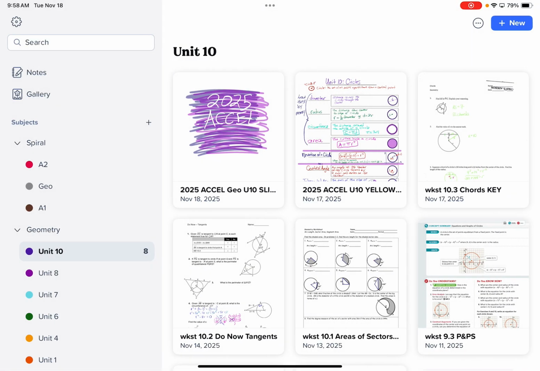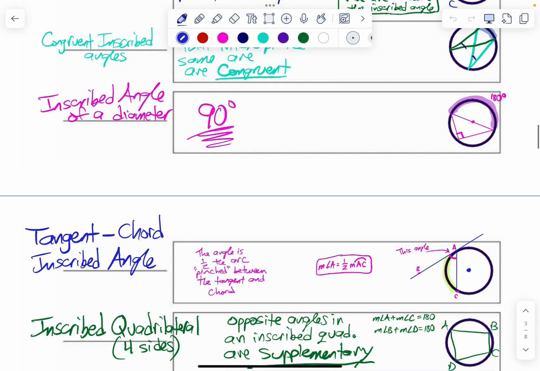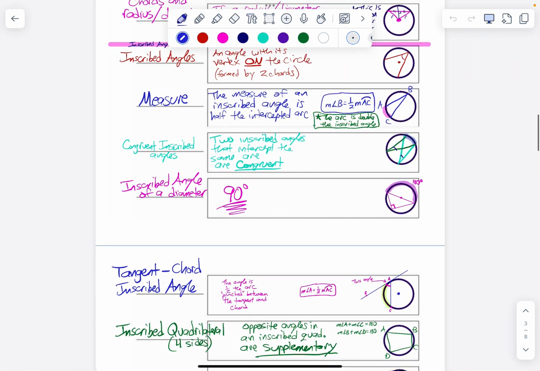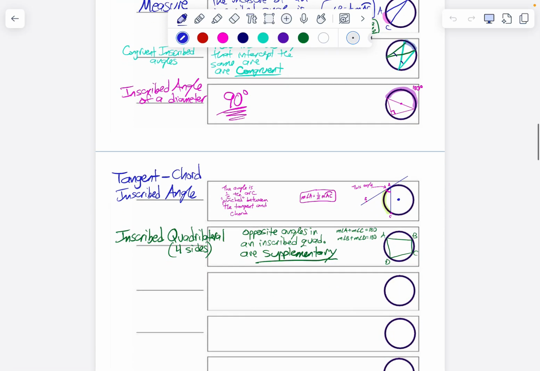So yesterday we talked about inscribed angles. So I just want to review those real quick. Remember that the angle has a vertex on the circle. Its measure is half of the intercepted arc. And that kind of held true throughout. Any two inscribed angles that intercept the same arc are congruent.